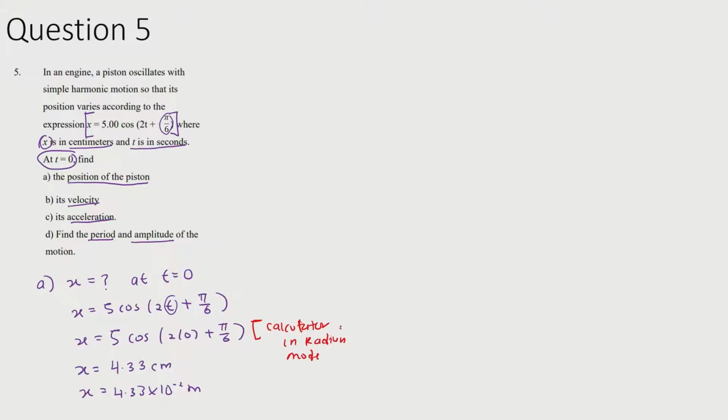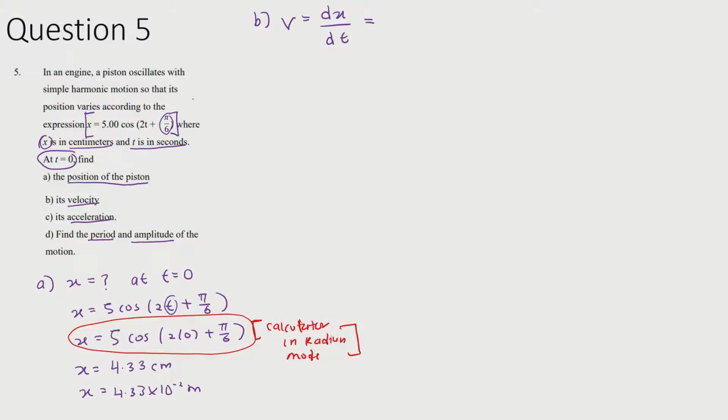Okay, not degree. Please change your calculator to radian mode when you're finding. Then you put this equation in the calculator, so you will get the answer. Now, next question is velocity. How are you going to find its velocity? Okay, now we know instantaneous velocity is dx over dt, the equation.